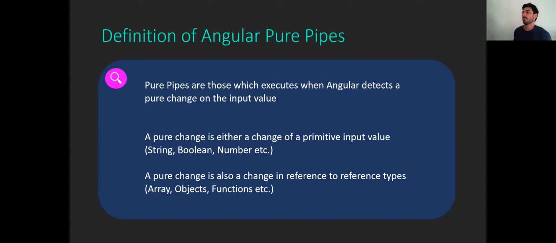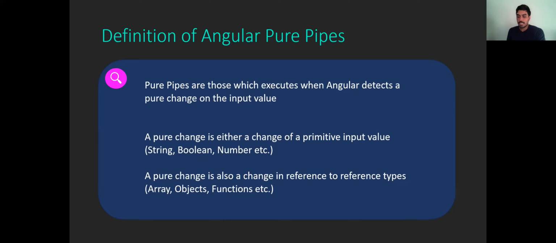By default, all the pipes that we've done so far have been pure pipes. And those pure pipes really just detect the pure change of an input value. A pure change would be a change in a primitive value. For example, a change in a string, or changing a Boolean from true to false, that's going to register on change detection, and it's going to run on that pure pipe. Also, a change in reference of an object is going to trigger a pure pipe.